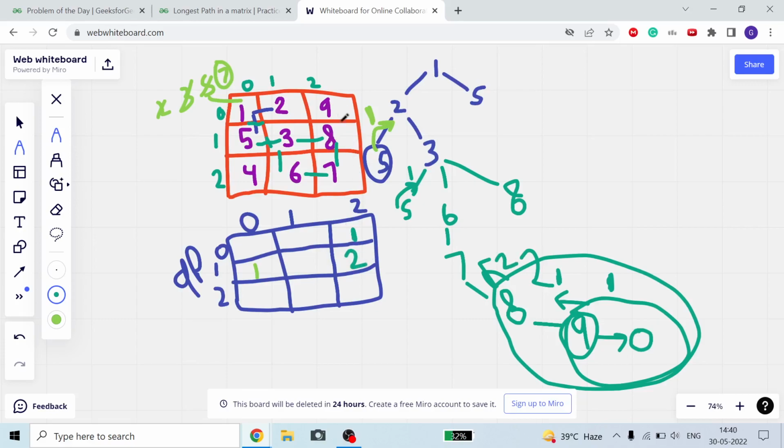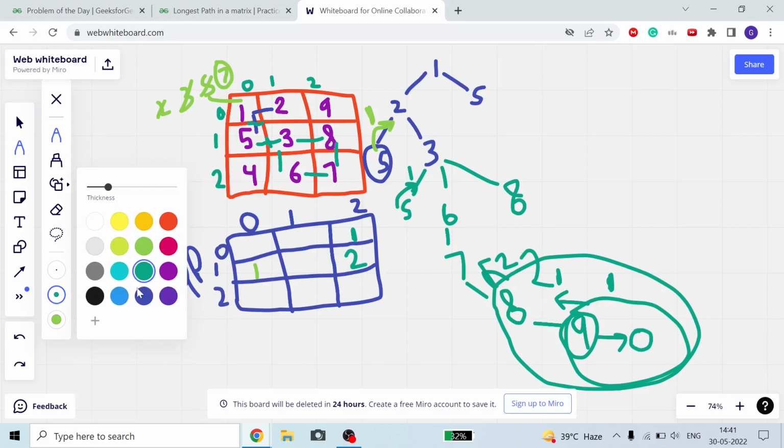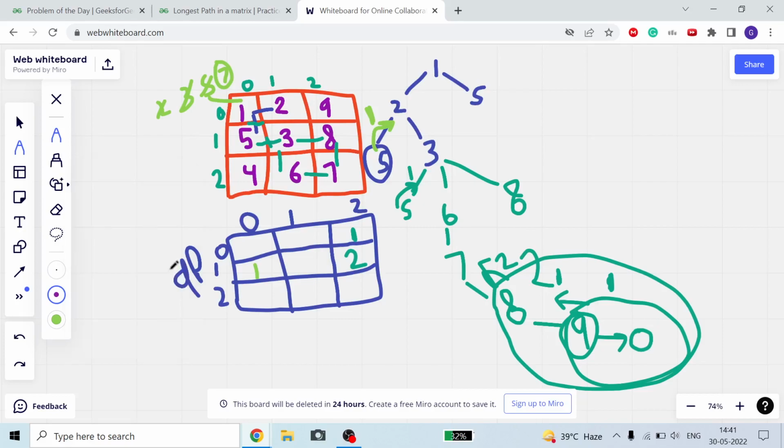From 8, from this particular index, we can go 2 more length in any direction. It does not say which direction, but it says from this particular element we can go 2 more length. Okay, now it will return 2. I am changing the color so that it will be more clarifying. So okay, purple color is okay.